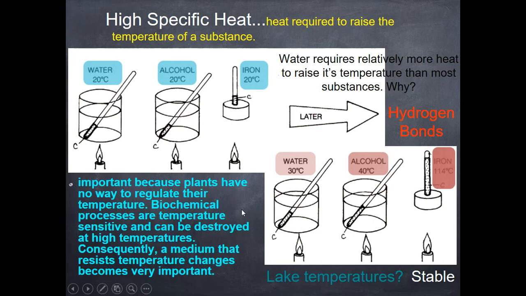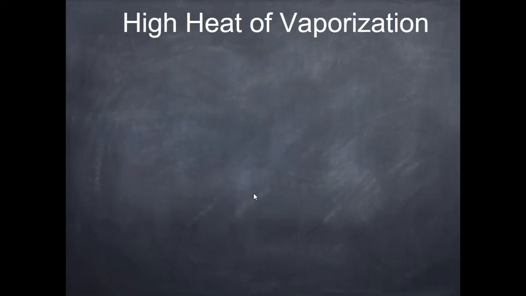This is important because plants have no way to regulate their temperature. Biochemical processes are temperature sensitive and can be destroyed at high temperatures. Consequently, a medium like water that resists temperature changes becomes very important. So this is taking care of those plants as well as those aquatic creatures. They need that stability to survive.